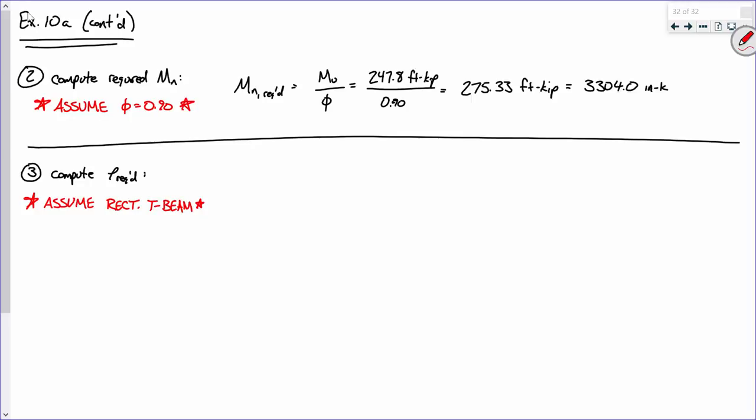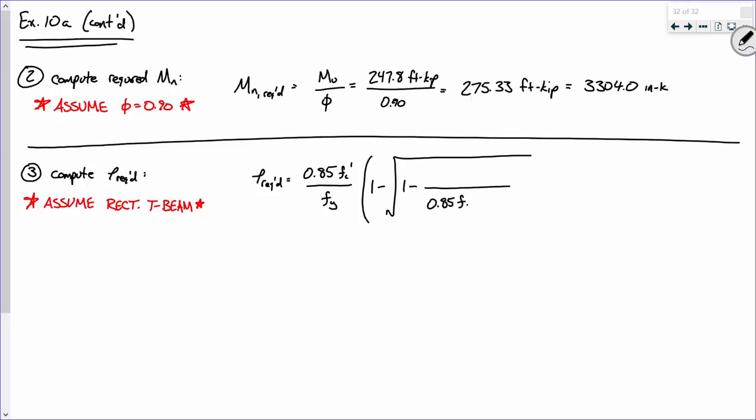So we are assuming a rectangular T-beam, okay? So assuming this rectangular T-beam, let's compute rho required. Now this one's a long one. It's a long equation. So 0.85 f'c divided by fy, and then, let's see, we've got 1 minus the square root of 1 minus 2 Mn required over 0.85 f'c b d squared. I'm going to need your help on this one.